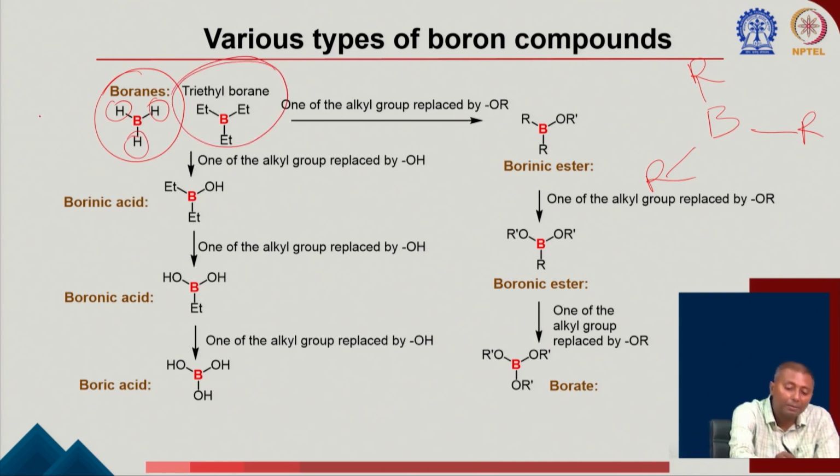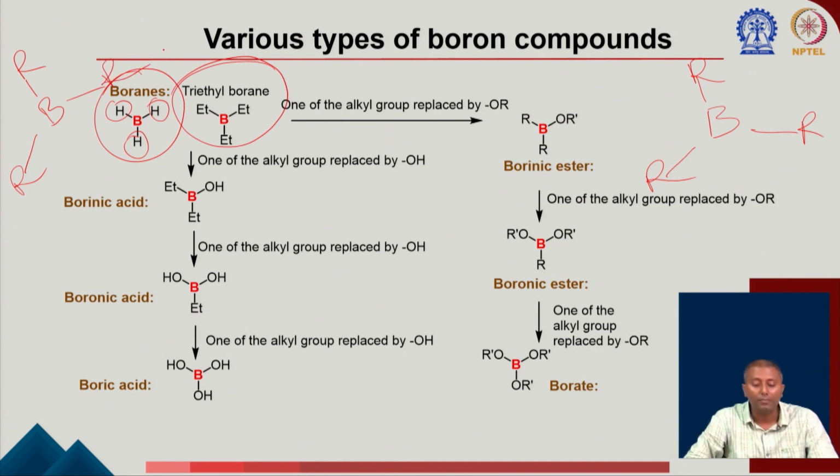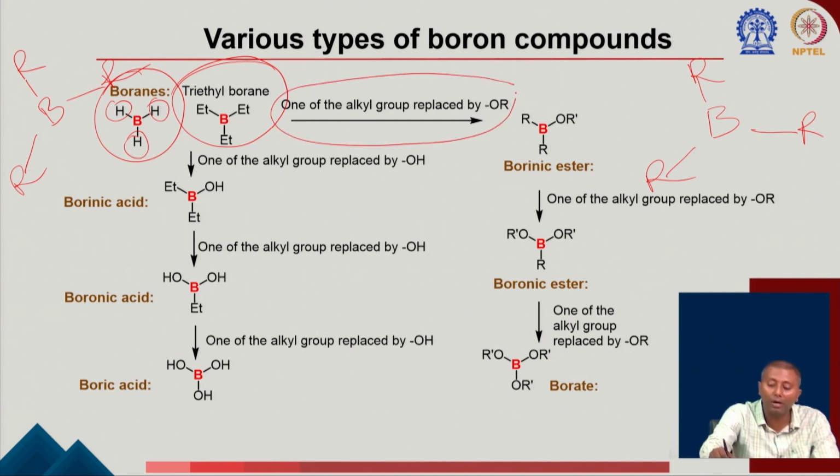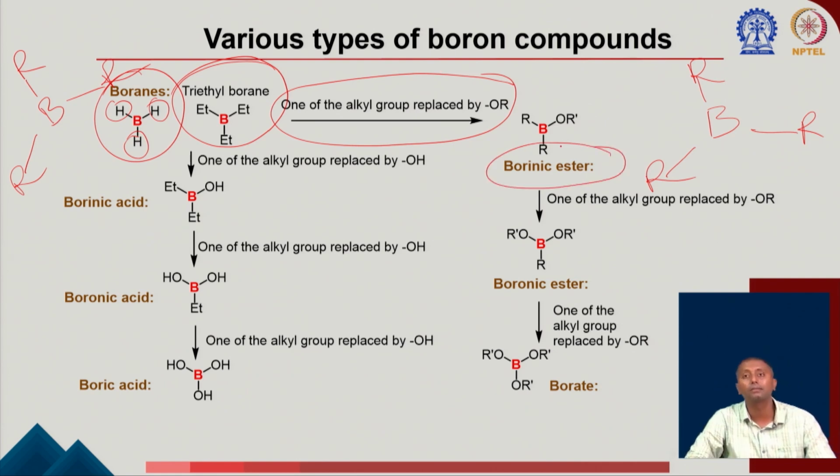You can write this as BR3 where R is alkyl. Or if it is phenyl, of course we can have alkyl and aryl, but let's talk about only alkyl for now. Now suppose you have this triethyl borane, and you replace one of the alkyl groups by an OR, with oxygen. What is happening? You are making something called a borinic ester. You can see we have introduced an oxygen with an R group. And if you have an OH here, we call it a borinic acid.